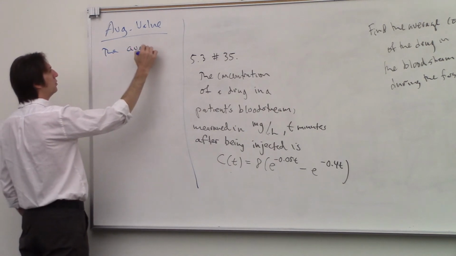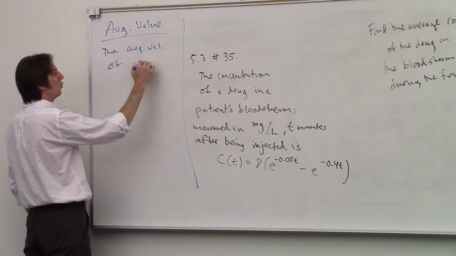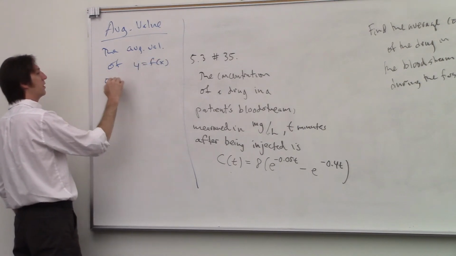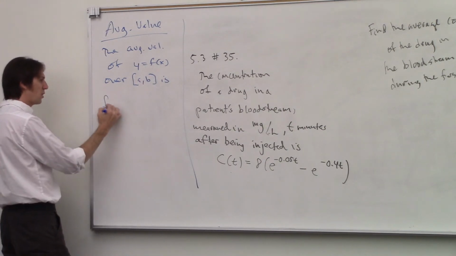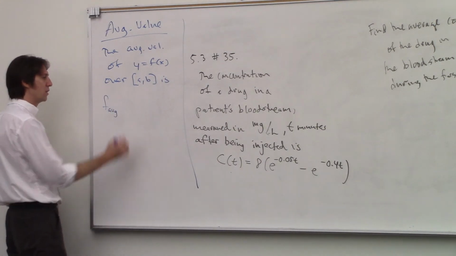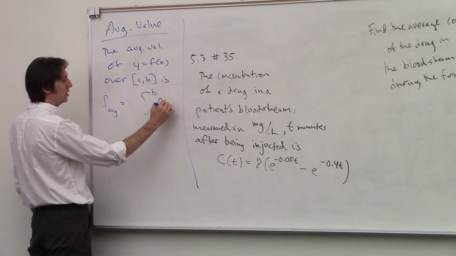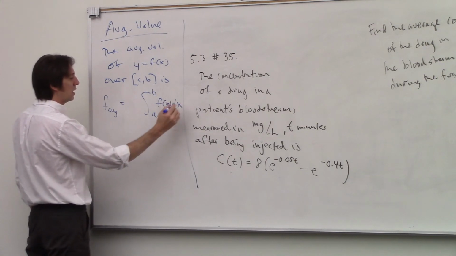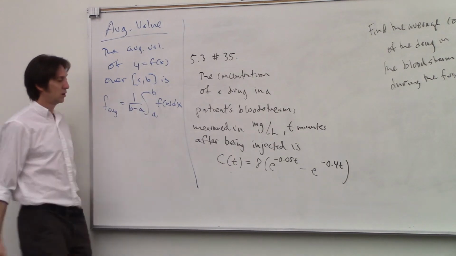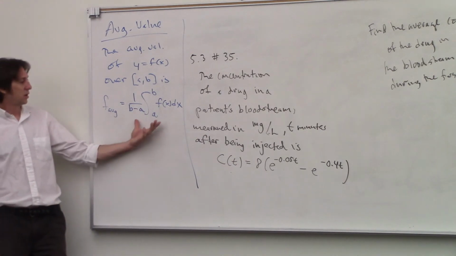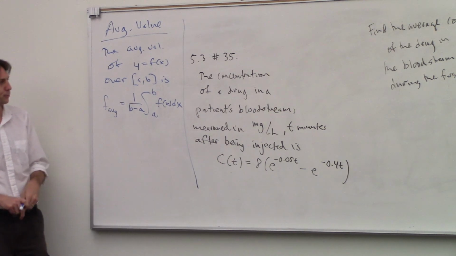The average value of a continuous function y equals f of x over the interval a b is, let's call it f sub avg for average. You do an integral of the function over the interval from a to b, and then you divide by the length of that interval. All right, computing this quantity will give you an average value for the function over the interval a b.